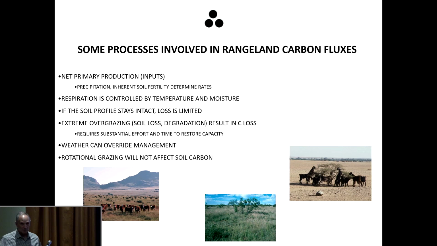Respiration, that thing by which we lose carbon, is controlled by temperature and moisture. The same things that increase production, temperature and moisture, are the things that increase respiration. We can't decouple those things. If the soil profile stays intact, loss is limited. This is where we have some opportunities in rangelands.